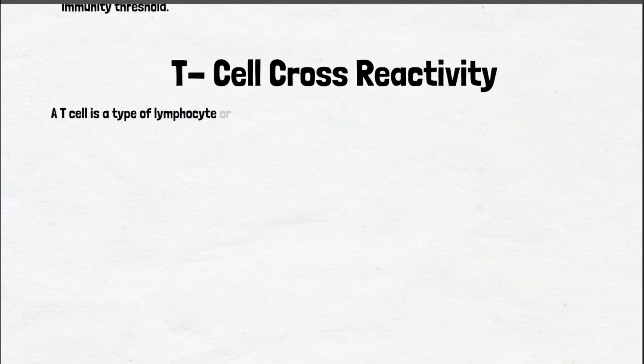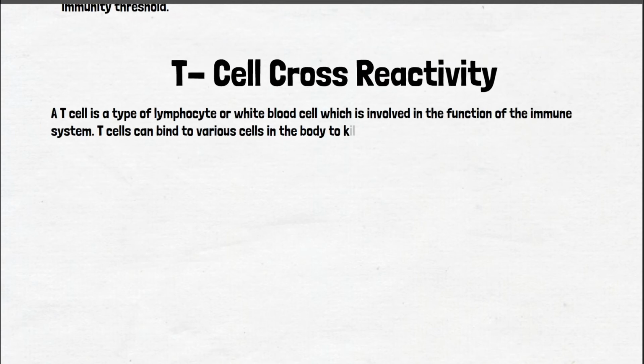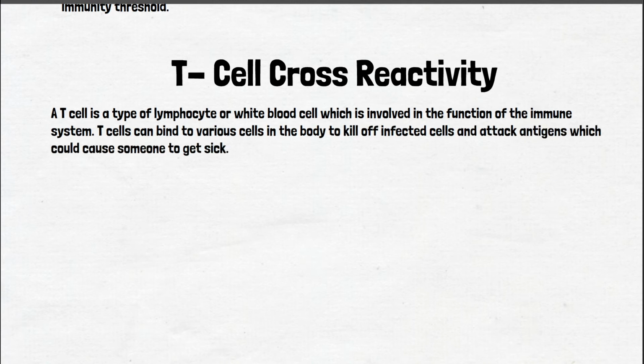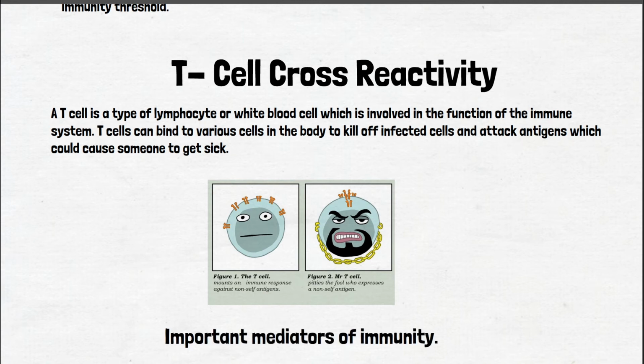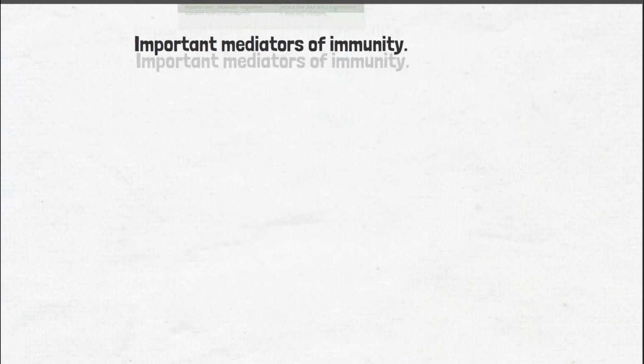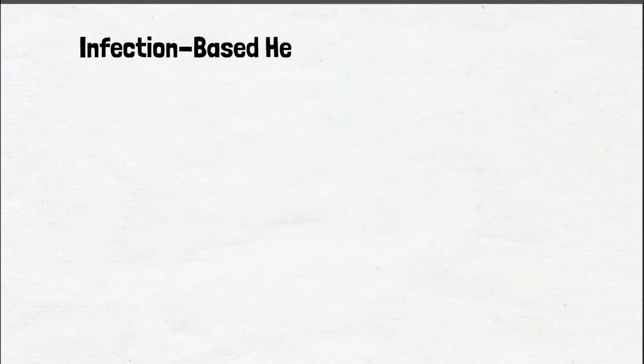That takes us to T cell cross reactivity. T cells are very, very important mediators of immunity. A T cell is a type of lymphocyte, or white blood cell, which is involved in the function of the immune system. T cells can bind to various cells in the body to kill off infected cells and attack antigens which would cause someone to get sick. And this is what is in the vaccine, and we'll talk about the vaccine in my next video after this one.